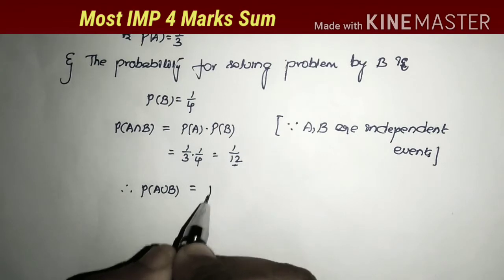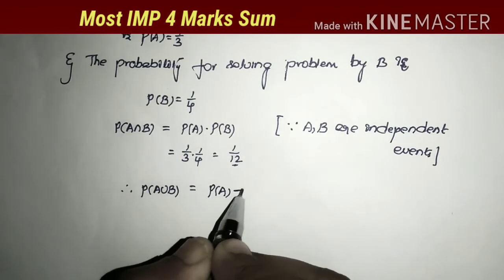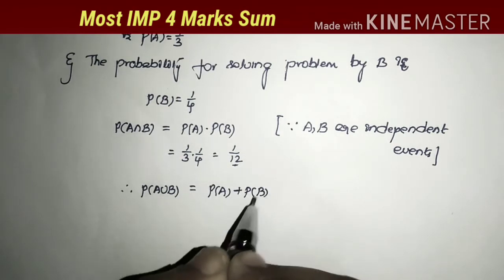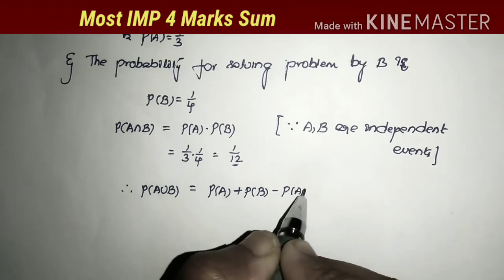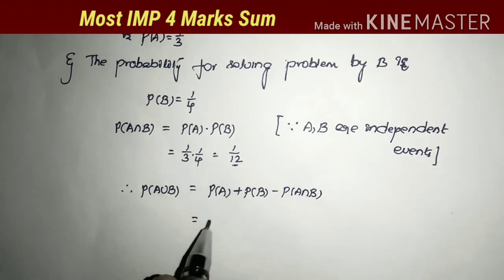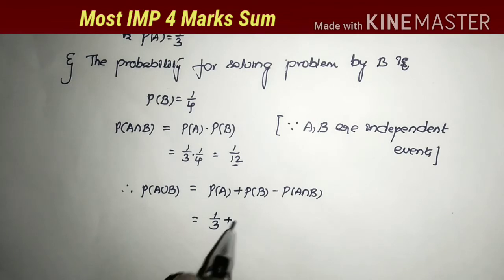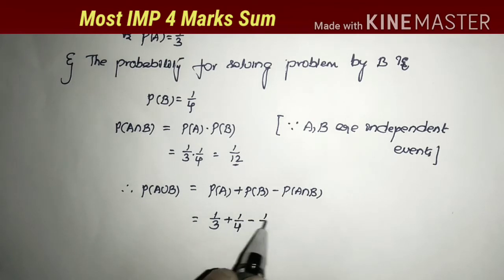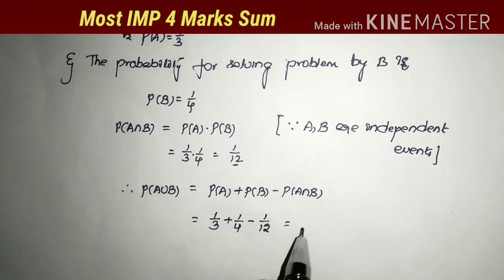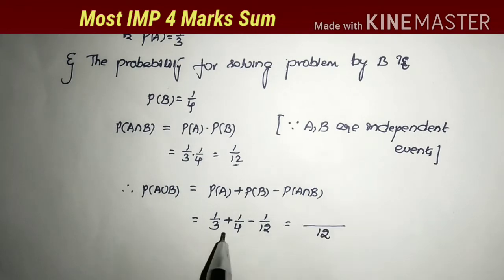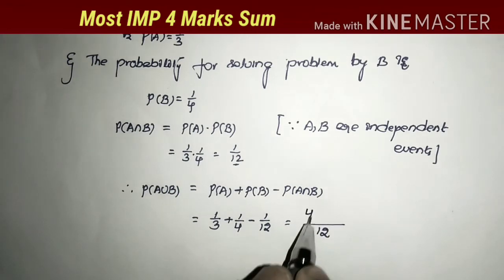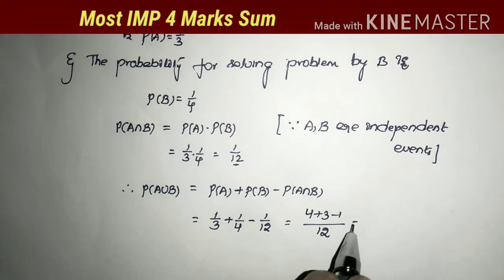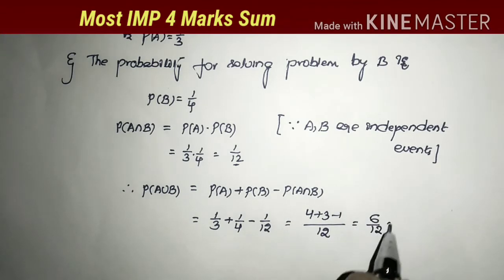So P of A union B is equal to, what is the formula? P of A plus P of B minus P of A intersection B. Now substituting the values. P of A is equal to 1 by 3, P of B is equal to 1 by 4, and P of A intersection B is equal to 1 by 12. Now taking 12 LCM, so this is 4 plus 3 minus 1, 6 by 12 is equal to 1 by 2, which is the required answer. That's all.